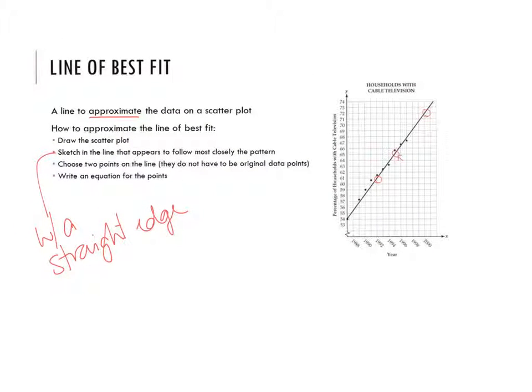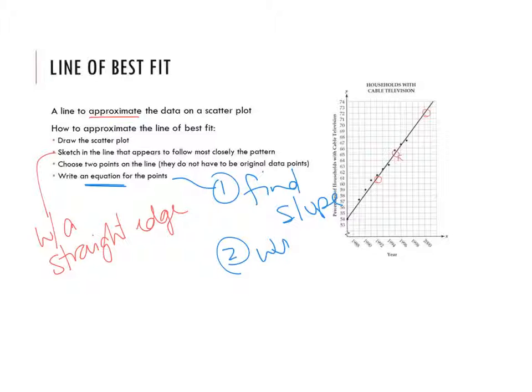After that, we're going to write the equation using those 2 points. That goes back to a previous lesson. If you have 2 points, first of all, you're going to find the slope, and then you're going to write your equation.